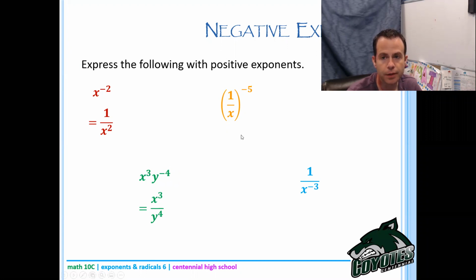This guy will be x to the 5, because 1 over x, the reciprocal of that would be x. And then the blue guy here, 1 over x to the negative 3, that'd be x cubed, okay?